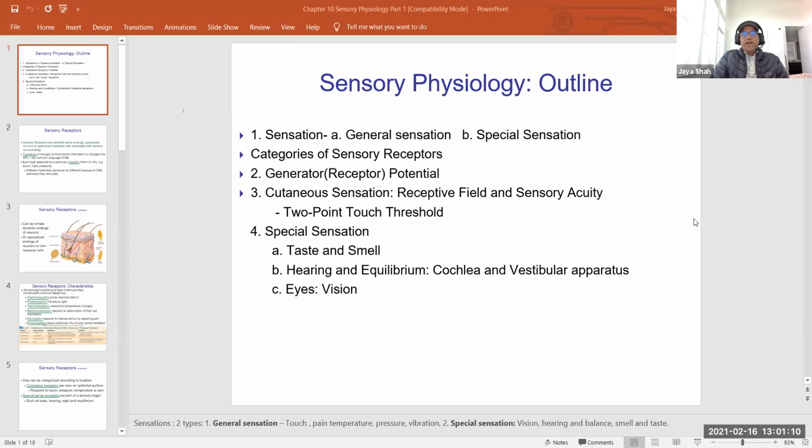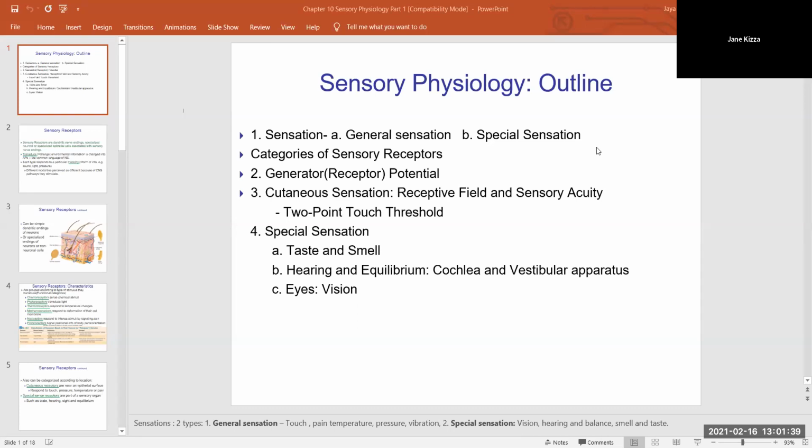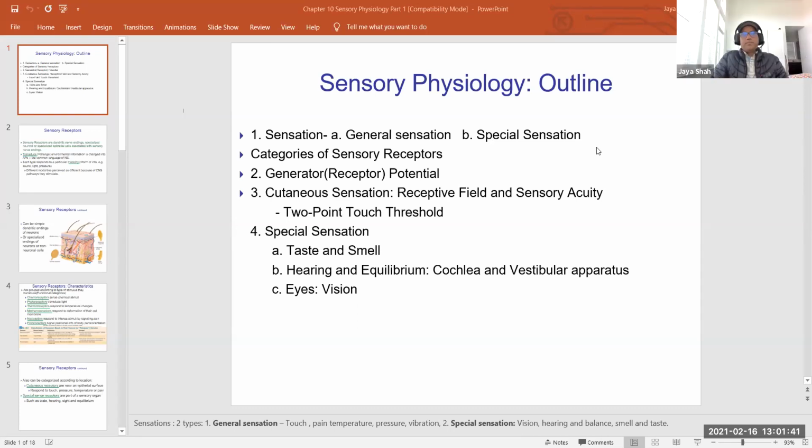So, the objective and outline for sensory physiology. We will talk about sensation. There are two kinds of sensation, general sensation and spatial sensation. General sensation can be perceived by every part of your body, whereas spatial sensation can be perceived only by special organs in the body, and those organs particularly lie in our head region.